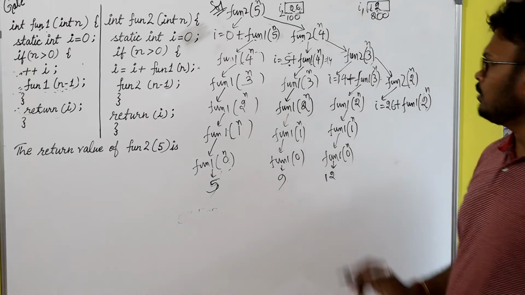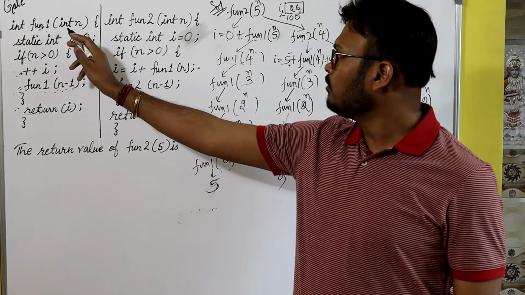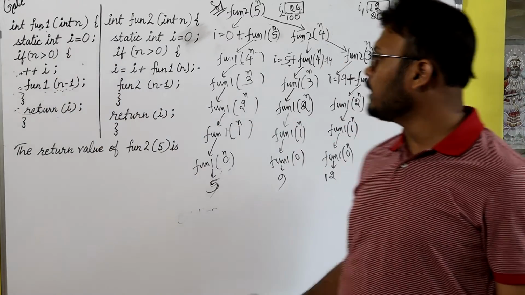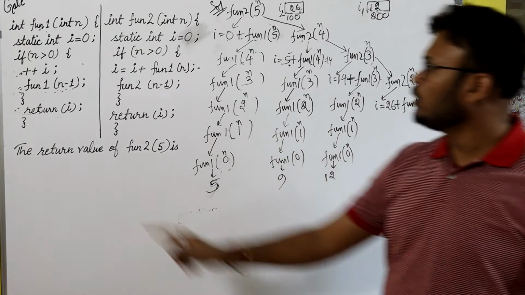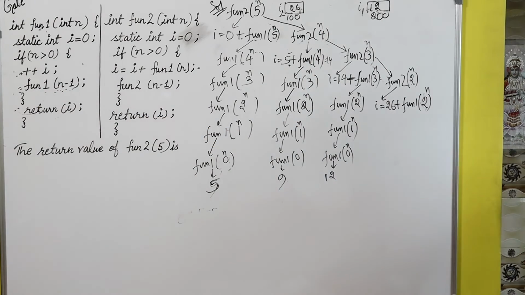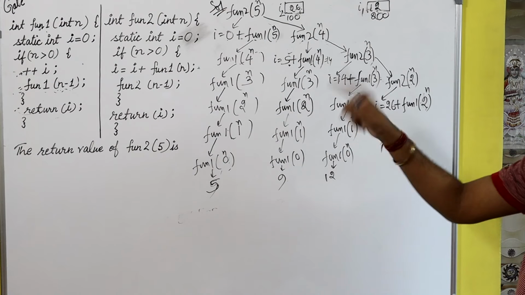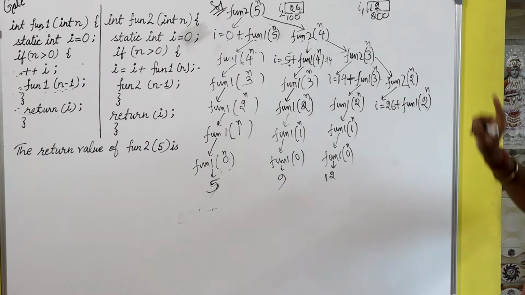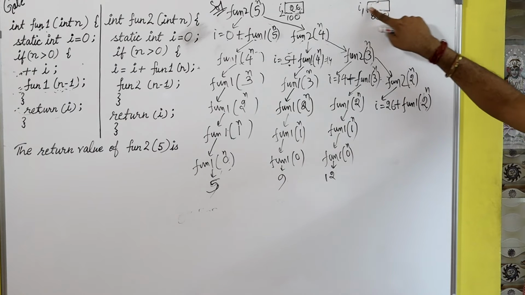Fine. Now let's go to fun1. The value of n is 2. So now 2 is greater than 0. Yes, 2 is greater than 0. So increment the value of I as plus I. So the value of I will become 13 because it was 12. So it will become 13.